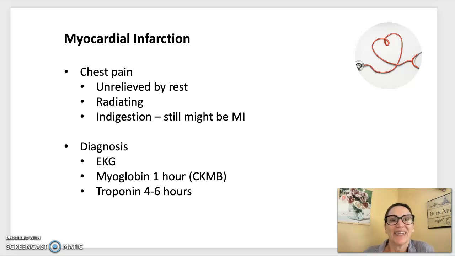In studying for your NCLEX today, we're going to be talking about myocardial infarction. Now, I'm sure you remember that a myocardial infarction is also known as a heart attack. The patient will often present with left-sided chest pain.